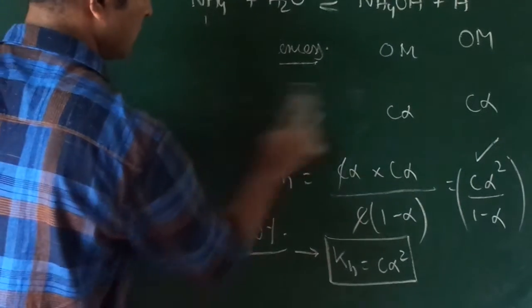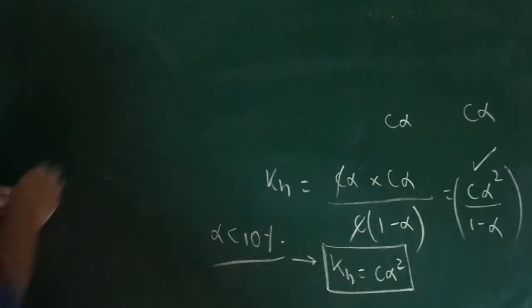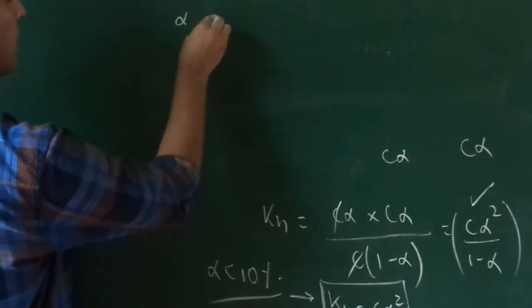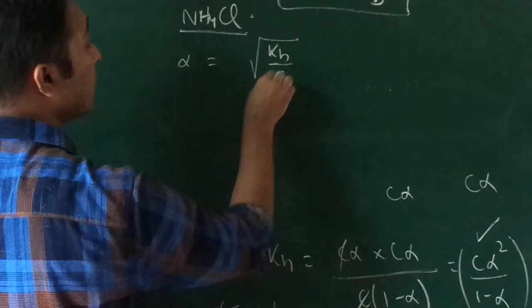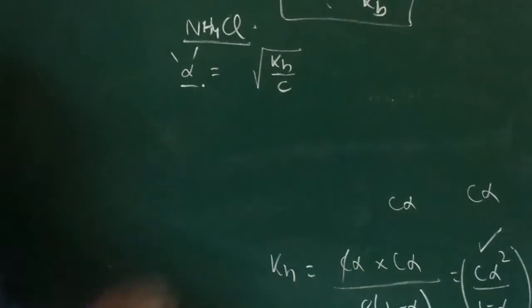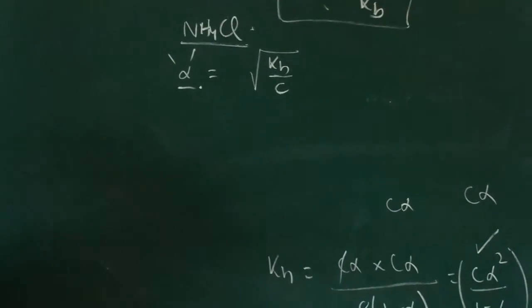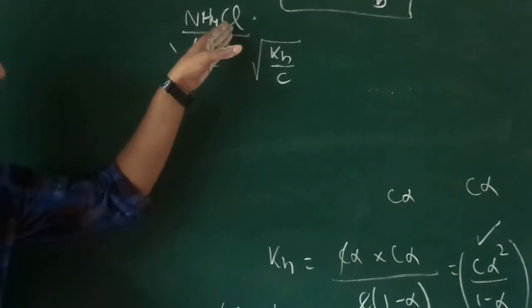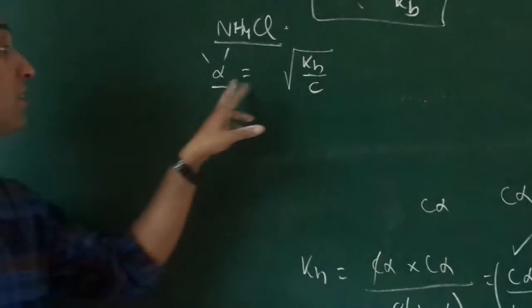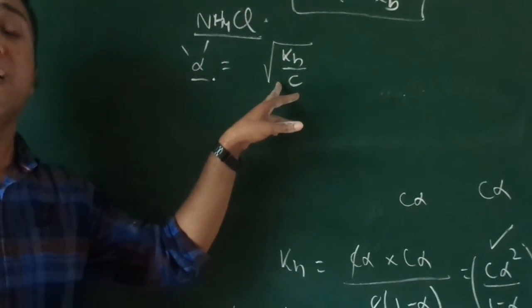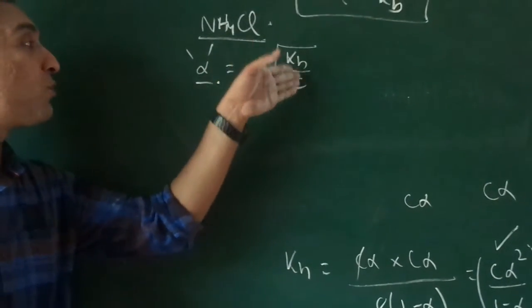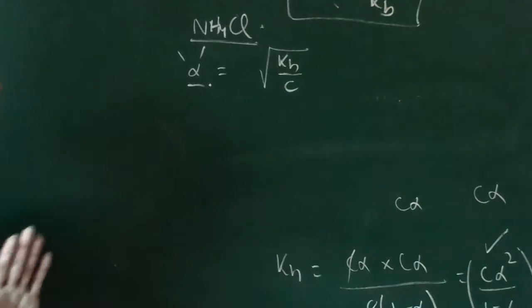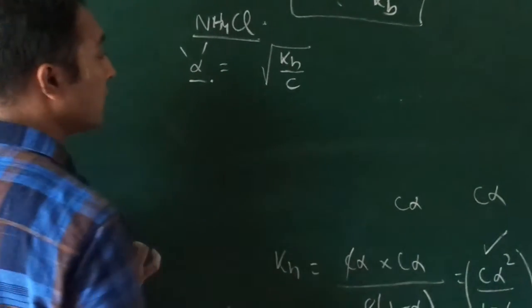What do I get? I get Kh is equal to C alpha square, and I get alpha as root over Kh by C. It means the degree of dissociation of a salt of a strong acid and a weak base is inversely proportional to the square root of its concentration, right? Now, if I move further from here, right?